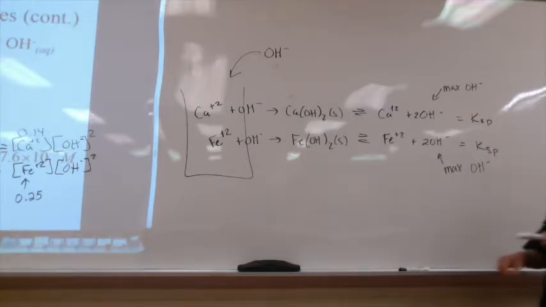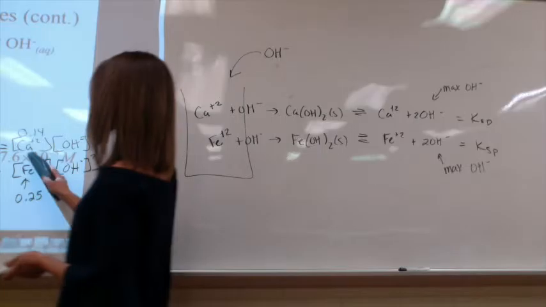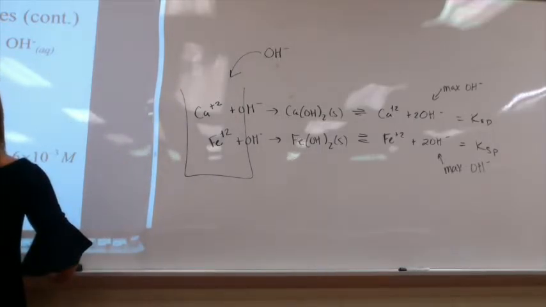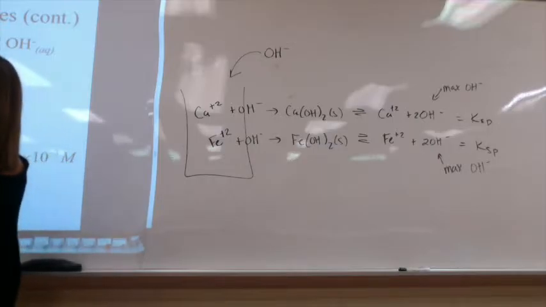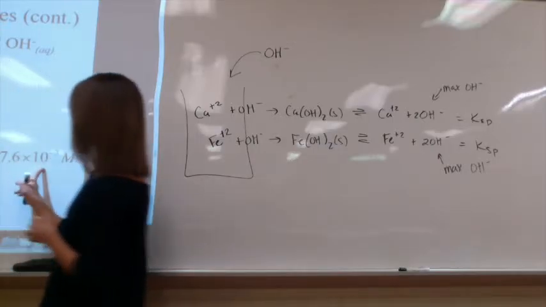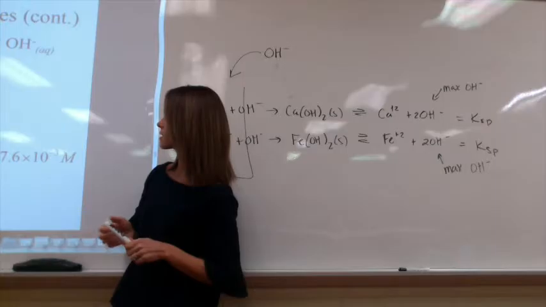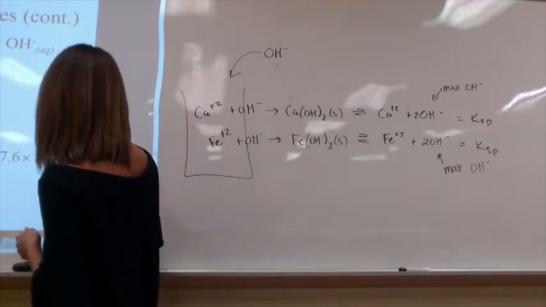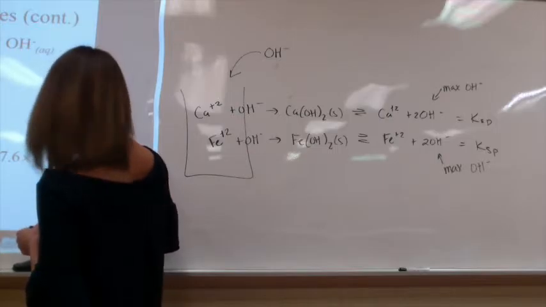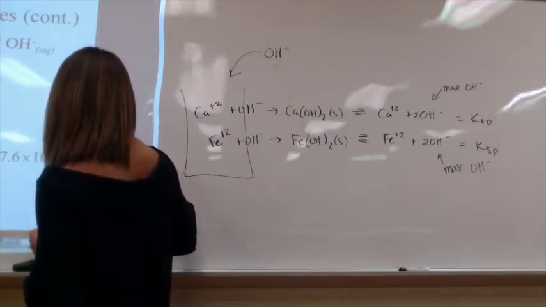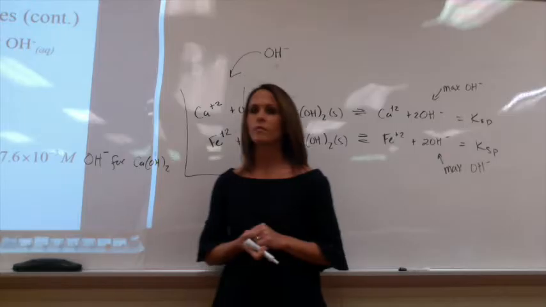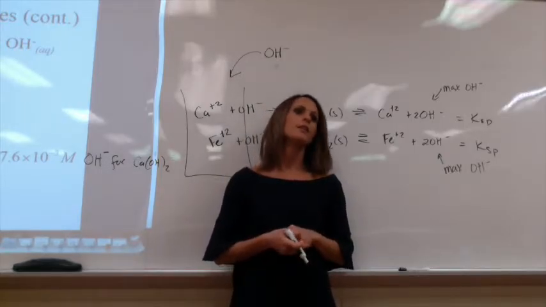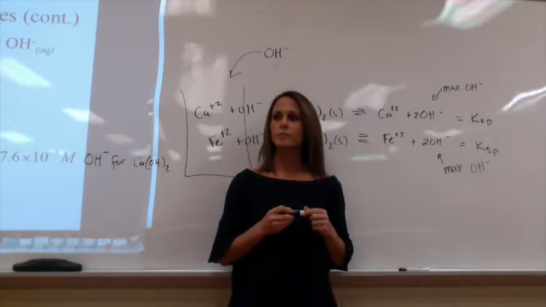So that's what I just wrote out here, is that it was equal to calcium's concentration times OH minus concentration squared. I plug in for the KSP, and then I do some algebra, and I solve, and I get 7.6 times 10 to the negative third molar. This is of OH minus for the calcium hydroxide solid. All right, so we have some value of hydroxide, and then I'm going to look at it for iron.